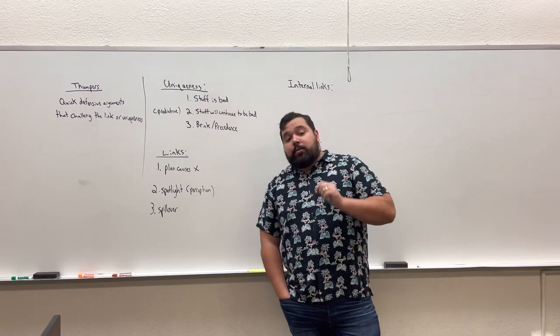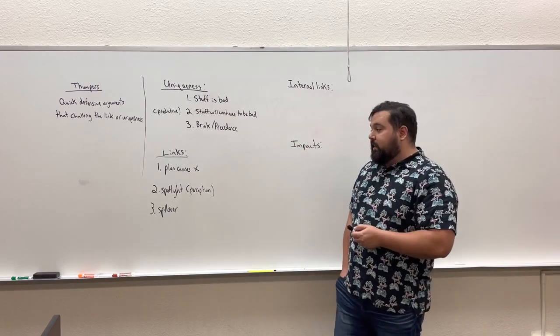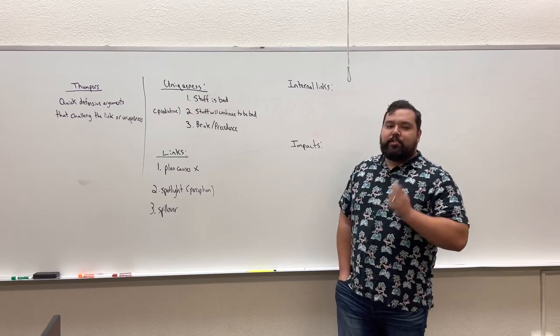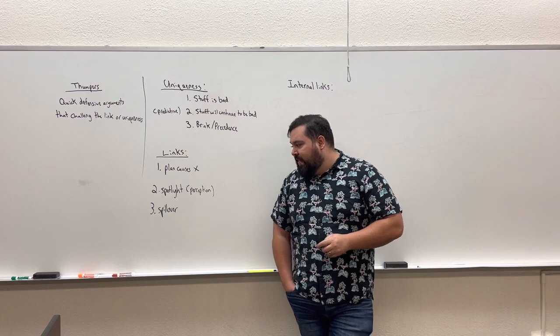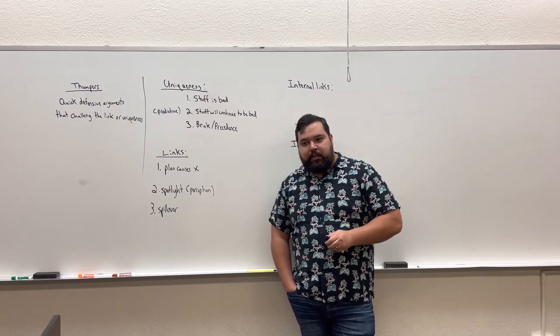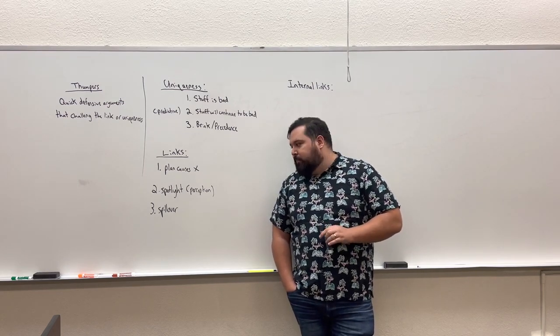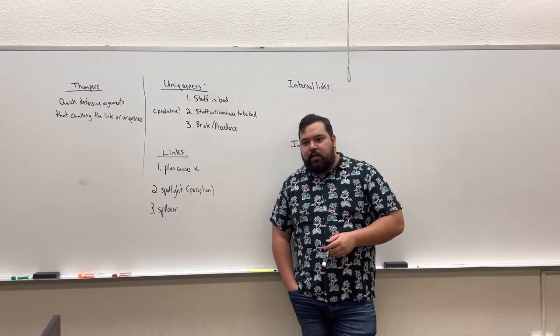But the other two are very strategic and kind of cheating, which is good. I love kind of cheating, okay? You gotta stop the line. But they are spotlight links and spillover links. Let's talk about what a spotlight link is. It's also called a perception link.